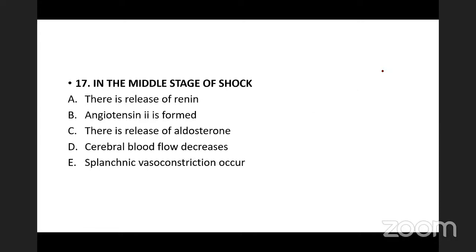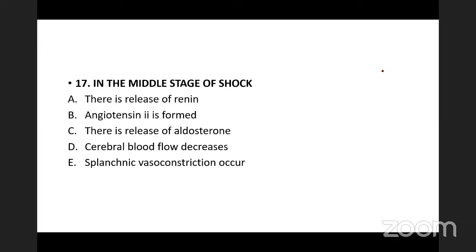In the middle stage of shock, there's a release of renin. Yes, we said it is mediated by the renin-angiotensin-aldosterone pathway. So A is correct. Angiotensin 2 is formed, that is correct. Angiotensin 2 has a direct vasoconstrictive effect. It also stimulates release of aldosterone to cause reabsorption of salt and water. It stimulates thirst centers. It also stimulates release of ADH.